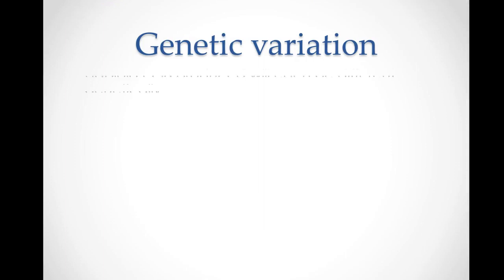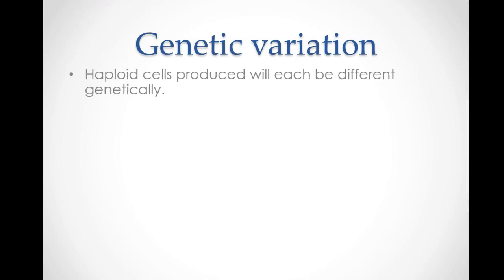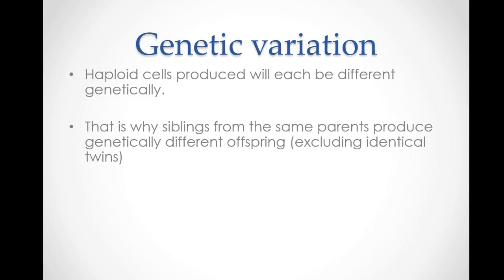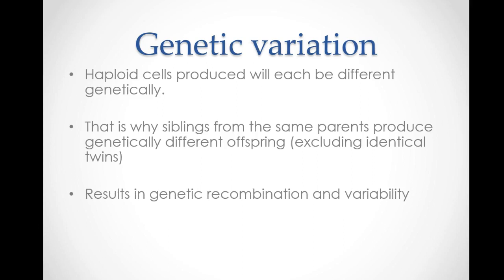All right, let's talk about genetic variation. So, all of these cells that we're making are different genetically. And again, it's why siblings from the same parents produce genetically different offspring, with the exception of identical twins who have the same chromosomes. So that's why they're identical. This is important because, again, we're creating genetic recombination and variability. Why is this important? Well, it's important because we don't all want to look the same. We don't want to all have the same traits and the same genes.